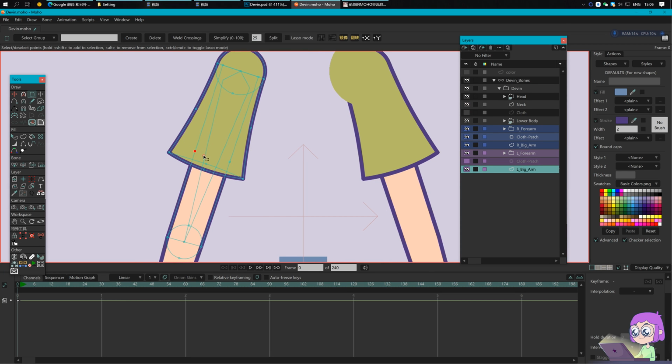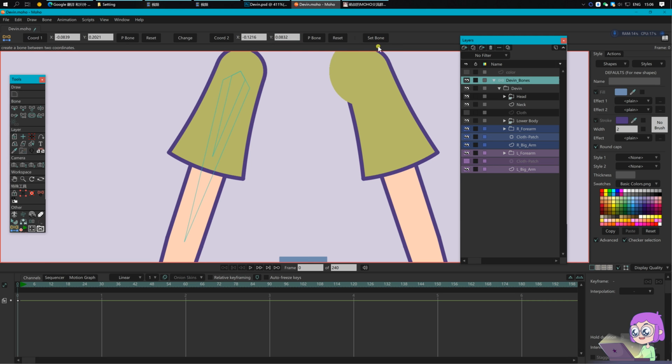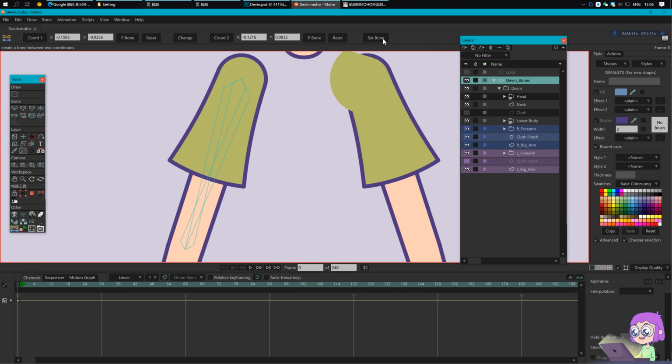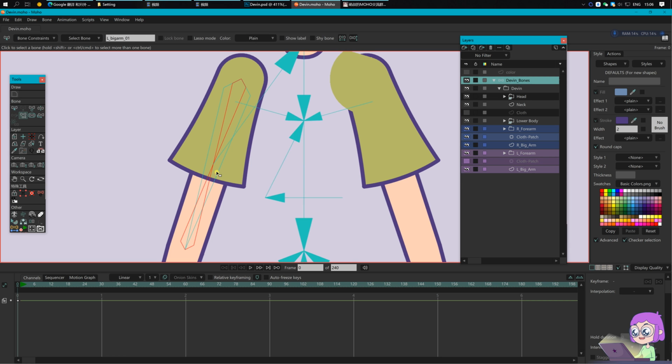Then set bones for the shoulder joint and elbow joint to the middle points of the arm. The bones on the arms will be more complicated. Remember to rename. These two bones are connected to the bones of the arm.